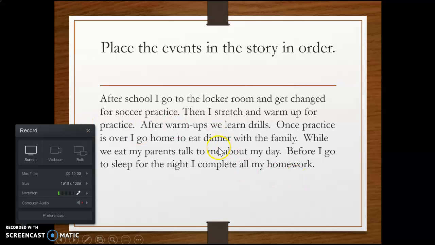One of these events is going to be happening at the same time, so you might be numbering something twice. Remember, I said while. While means during or at the same time. Try this out and we will go over the answers later this week. All right, good luck.